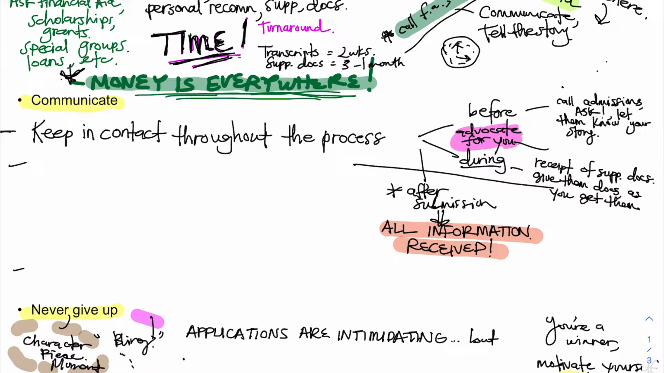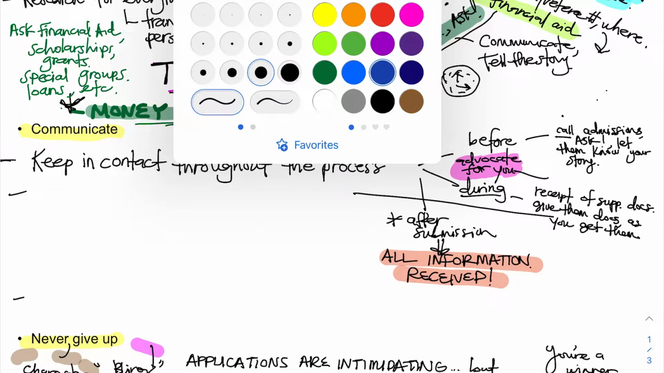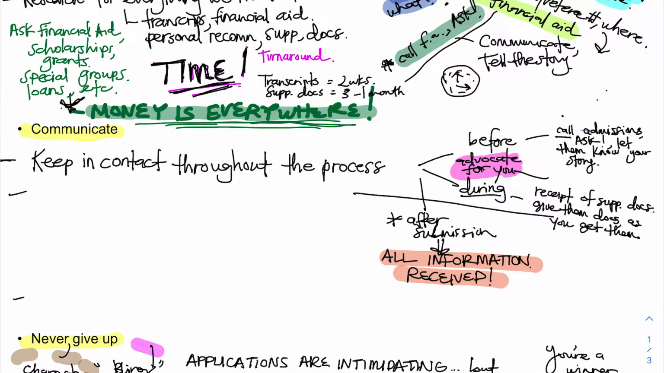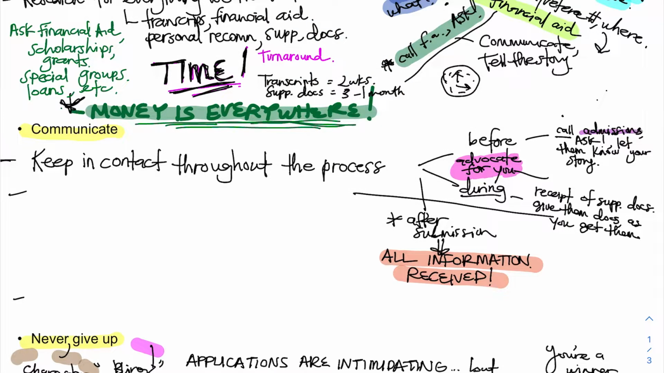So, for example, your communication before you apply is going to look like calling admissions. You're going to ask them questions about what the application looks like from their perspective, things that they have noticed in the past that help students to be successful during the application process. And you're also going to let them know your story.